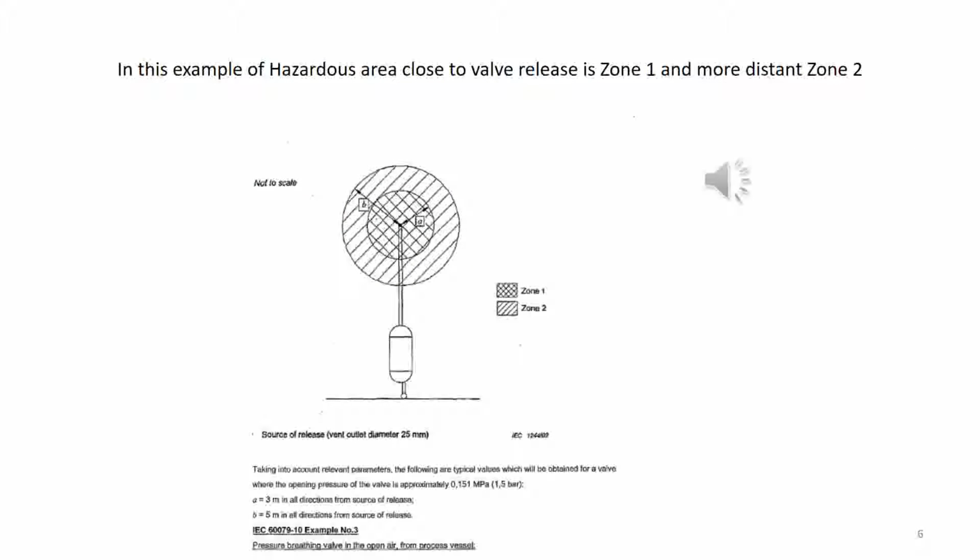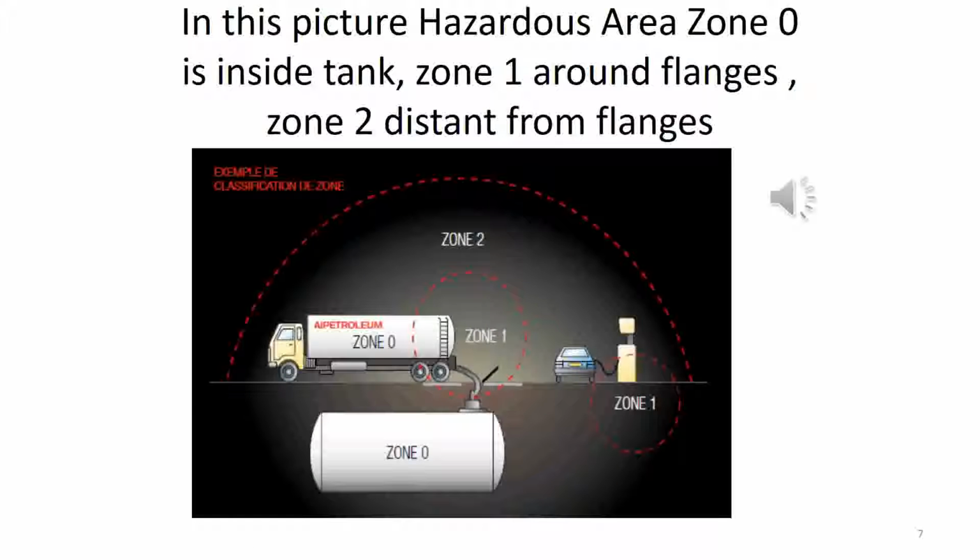In this example of hazardous area, close to valve release is zone 1 and more distant zone 2. In this picture, hazardous area zone 0 is inside tank, zone 1 around flanges, and zone 2 distant from flanges.